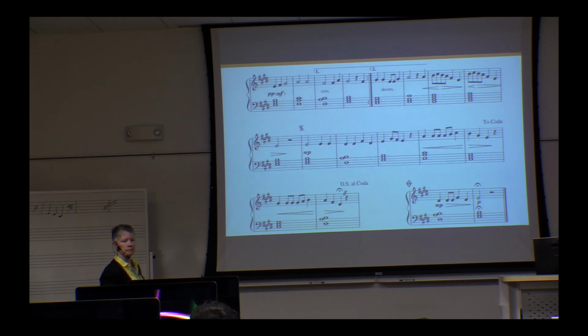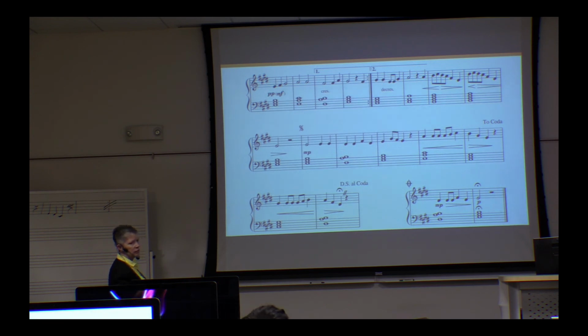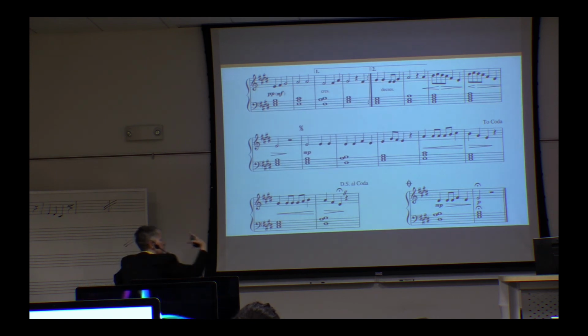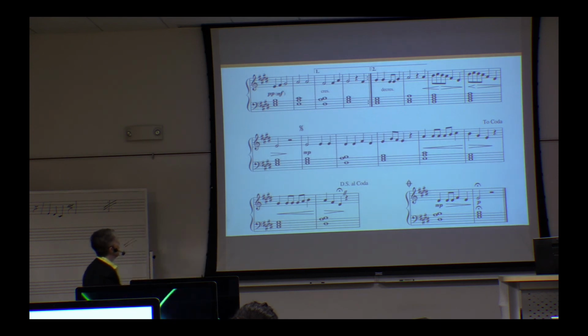What does it mean? To grow in volume, yep. And what does this mean? Decrescendo, which does what? Decreases in volume. Here are some hairpins. This direction hairpin is very visual, is the same as a crescendo. This direction hairpin is the same as a decrescendo. You're either getting more sound or having the sound get smaller.